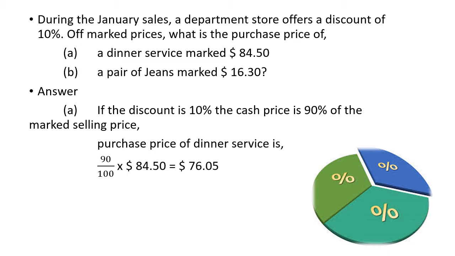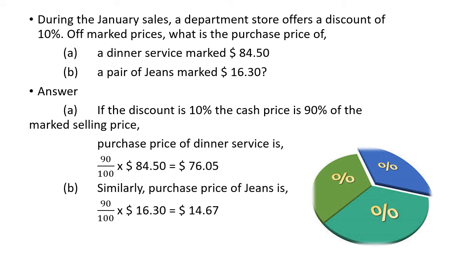Purchase price of the dinner service is then 90% you have to use. Need to write it as a fraction, 90 over 100, and multiply it by $84.50. The final answer $76.05. Now Part B, similarly you have to find the purchase price of the jeans. Here also we have to use 90%, then write it as a fraction, 90 over 100, and multiply it by 16.30. The final answer 14.67.